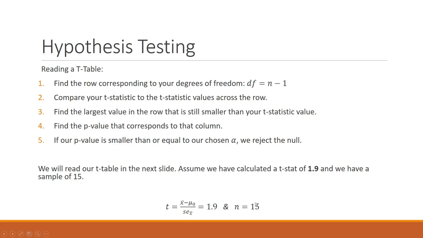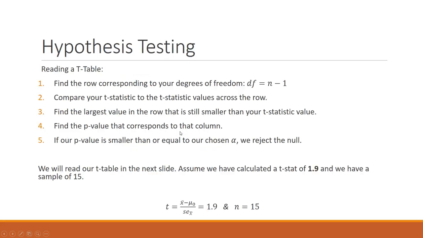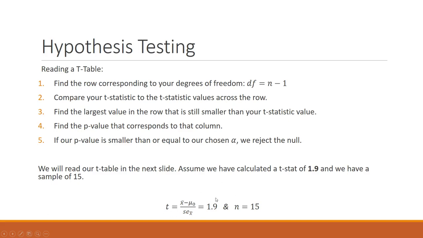All right, so then we needed to choose a significance level. We didn't do that. Let's choose a significance level of 0.1. That means we're willing to accept a 10% chance of type 1 error. So if we're here, we go up here, we find 0.10. Our p-value is equal to our significance level, our alpha, which means we reject the null in this hypothetical example.